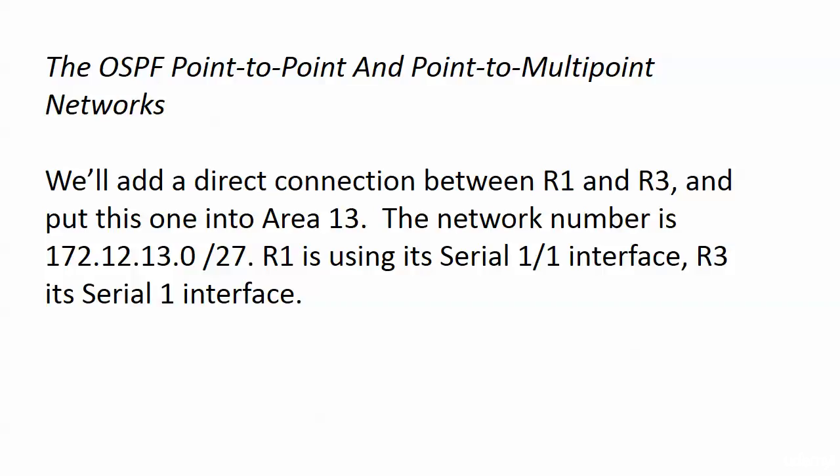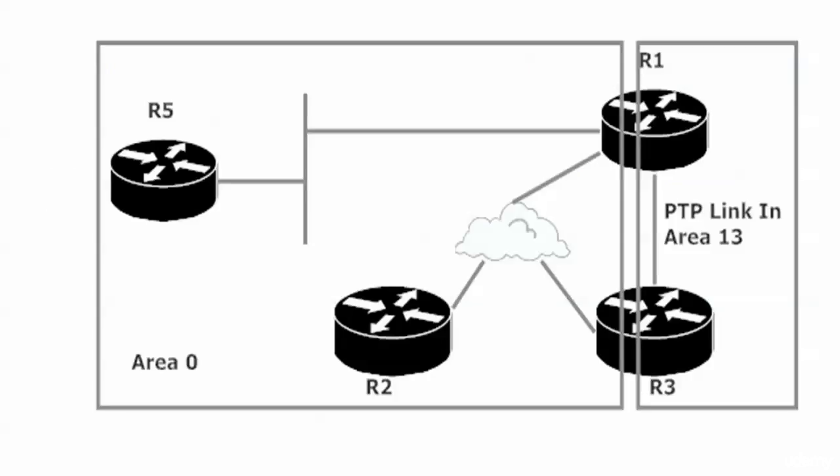Router 1 is using its serial 1.1 interface, router 3 its serial 1 interface, and I left the interfaces off of this one for clarity's sake. But looking at routers 1 and 3 here, are we going to have any difficulty with the rule we've mentioned a couple times about every non-backbone area has to contain an interface on a router that also has a physical or logical connection to area 0?